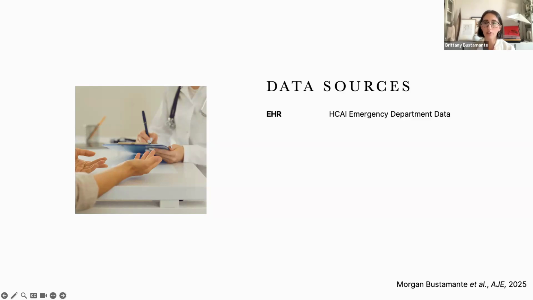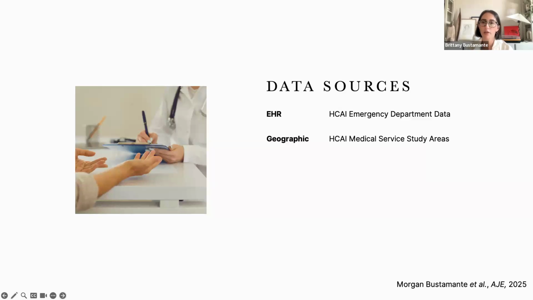It's a comprehensive record of ED visits to non-federal general acute care hospitals across the state, and it contains about 5 million observations per year. So this is where the number of suspected community-acquired MRSA diagnoses in each geography comes from.